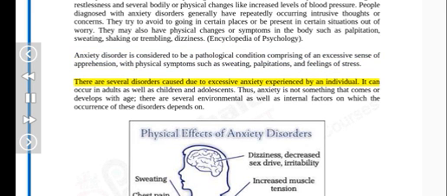There are several disorders caused due to excessive anxiety experienced by an individual. It can occur in adults as well as children and adolescents. Thus, anxiety is not something that comes or develops with age. There are several environmental as well as internal factors on which the occurrence of these disorders depends on.